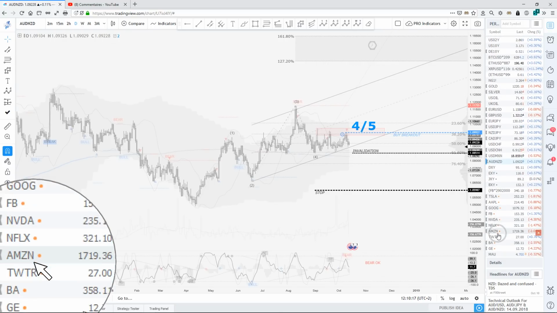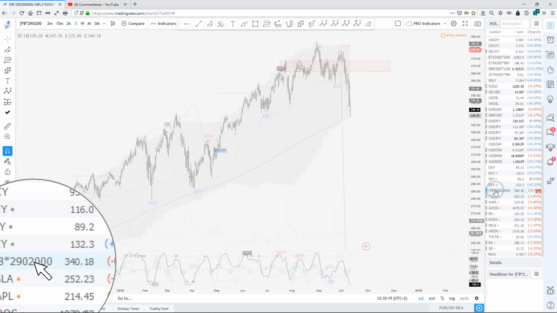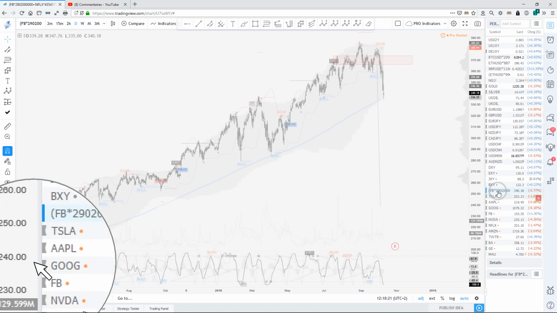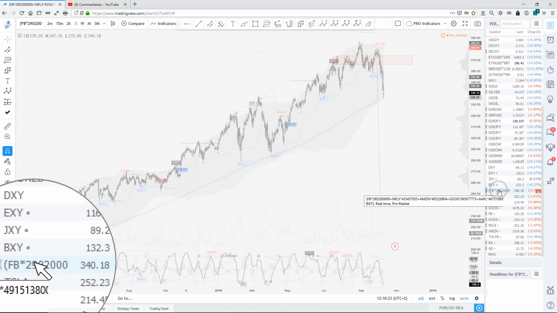So this is it for the forex market. We're going to have a look at the market from a FANGMAT perspective. So this is the FANGMAT index: Facebook, Netflix, Amazon, Google, Apple, Tesla, and Amazon.